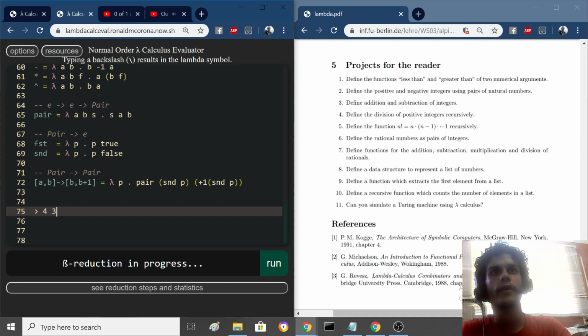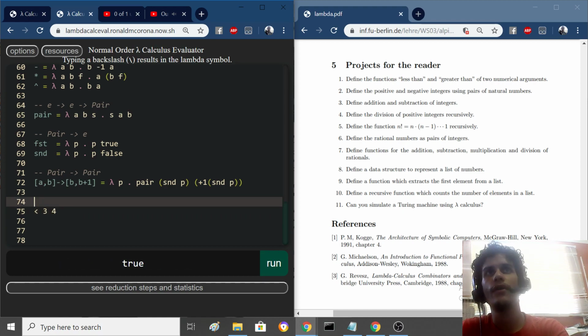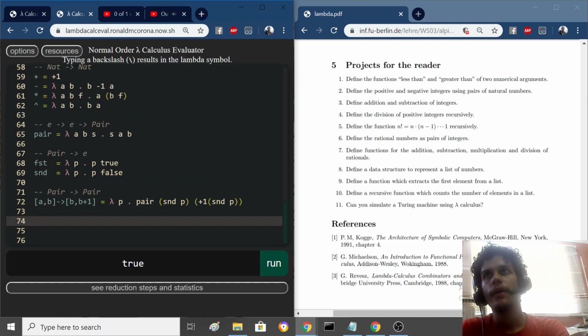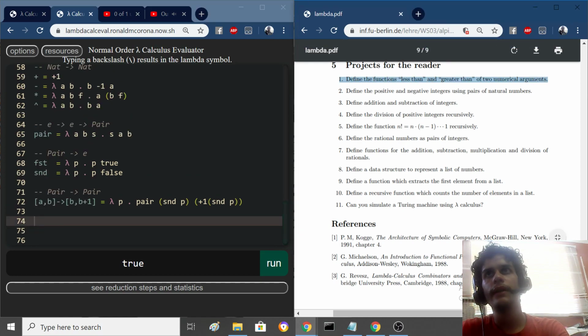So 4 greater than 3, 4 greater than 4, no. 4 greater than 5, no. Okay, is 3 less than 2? Is it less than 3? Is it less than 4? Okay, so our comparators work. Number 1 has been knocked off the list.